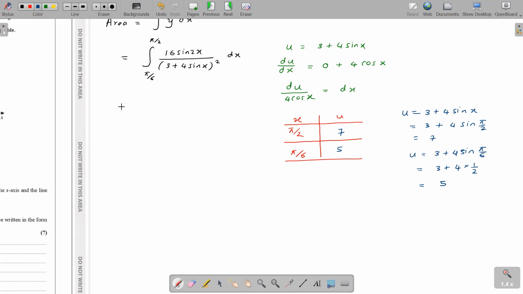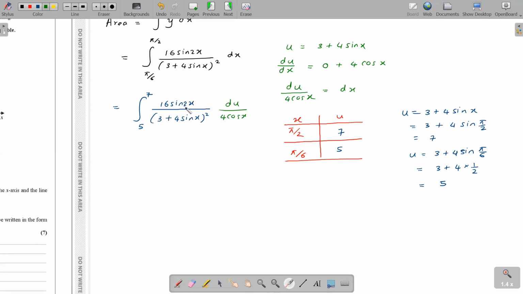Shall we replace? So now replacing pi over 6 by 5, pi over 2 by 7. Immediately I'm not going to change inside. Let me just leave it here at this point. We will change it after we replace the dx. Okay. Who is dx? du over 4 cos x. Okay, so first of all, we'll try to simplify inside as much as possible and then get rid of every single value of x here.